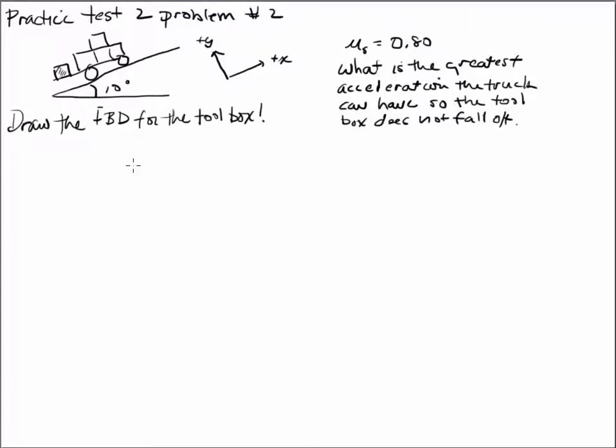Let's start by drawing a free body diagram for the toolbox. All right, we have a frictional force on the toolbox. That's what's acting to accelerate it. We also have a force normal to the toolbox, and then we have a gravitational force on the toolbox. Those are the forces associated with the object, the toolbox. I also draw the direction of acceleration.